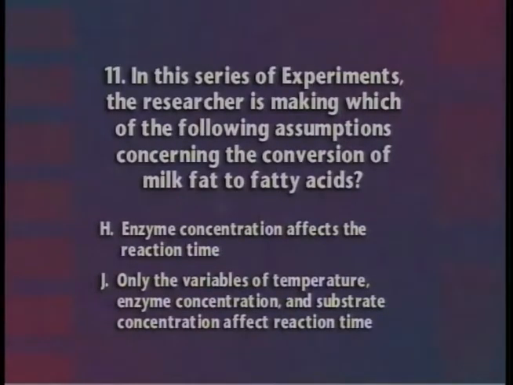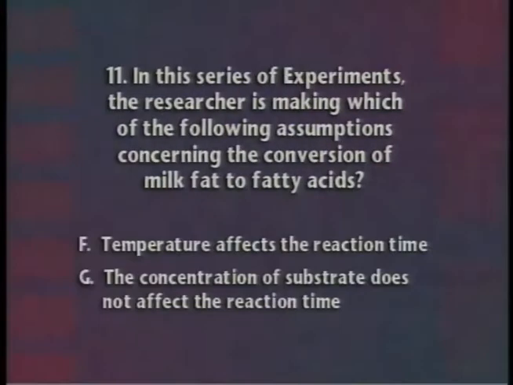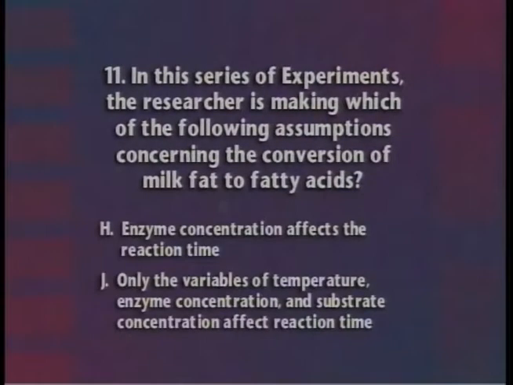Well, in this series of experiments, the researcher is measuring temperature, substrate concentration, and enzyme concentration, trying to determine the effect on reaction time. So options F, G, and H are out. This leaves only option J, which states that only the variables of temperature, enzyme concentration, and substrate concentration affect reaction time. This is what the researcher is assuming. Answer J.